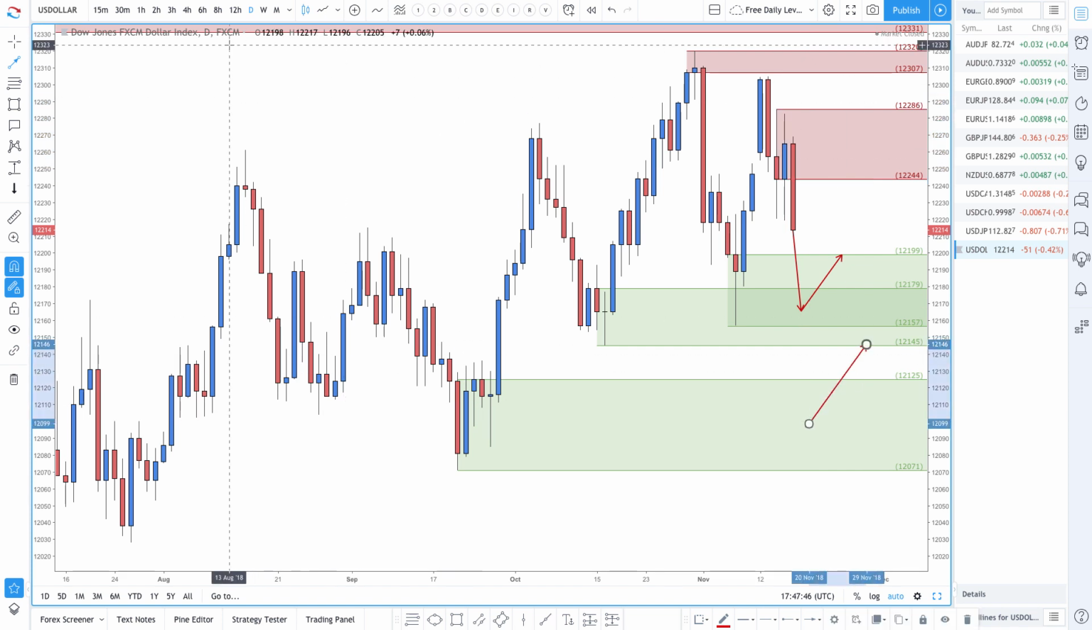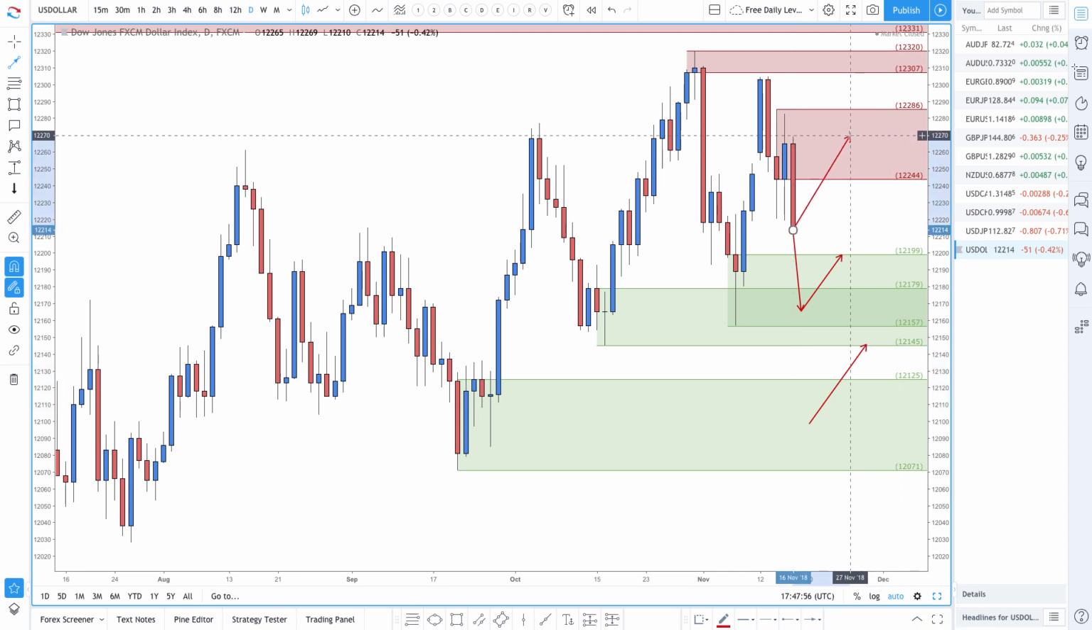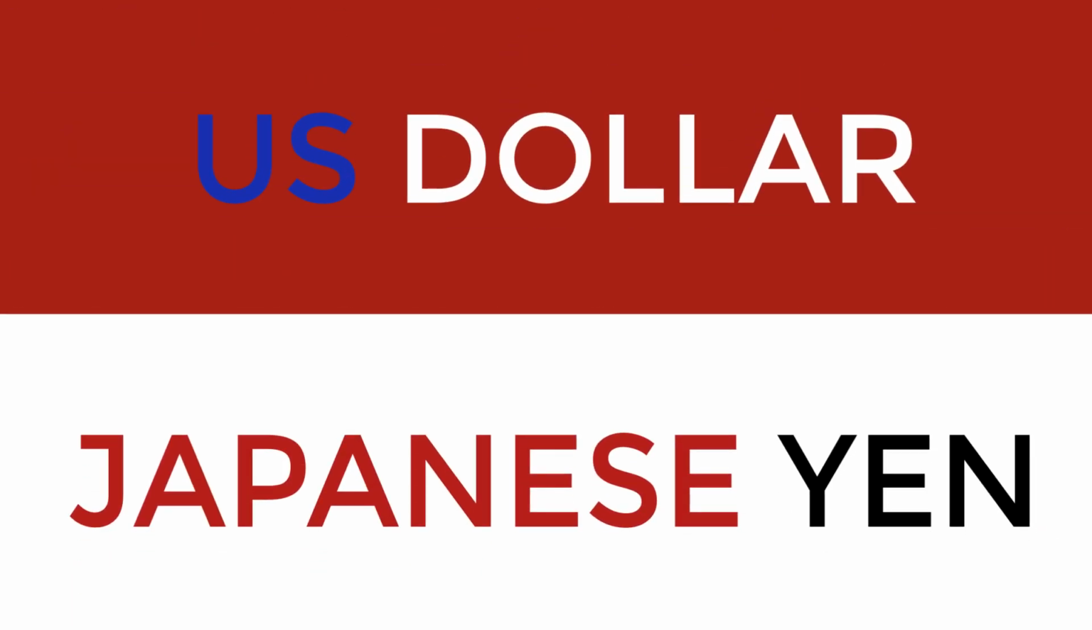And again, we don't trade the Dow Jones dollar index. We just look for price to come into here, and then look for buying opportunities on any of the Forex pairs. If you're looking to get short, then again you'd be waiting for prices to come back up into this supply zone before looking to get short. And again, if prices do come up into here, then you'd be looking for selling opportunities on any of the dollar Forex pairs. So moving on to the dollar yen.